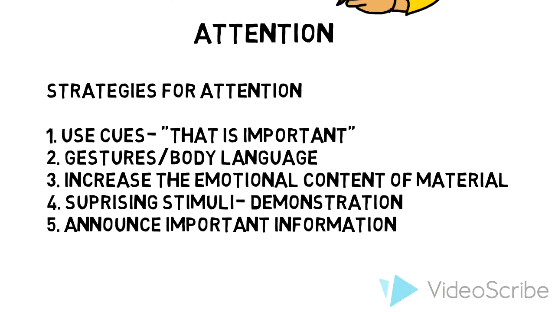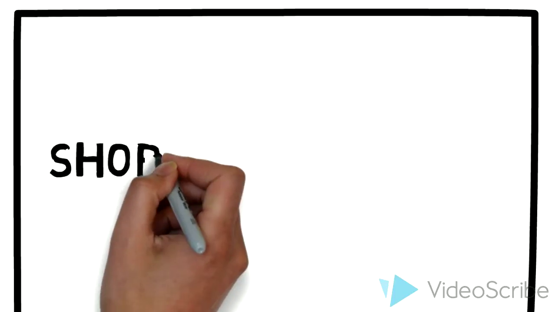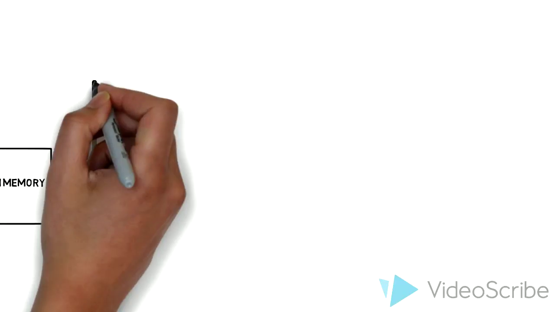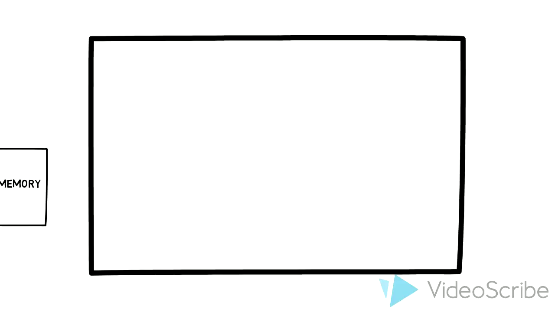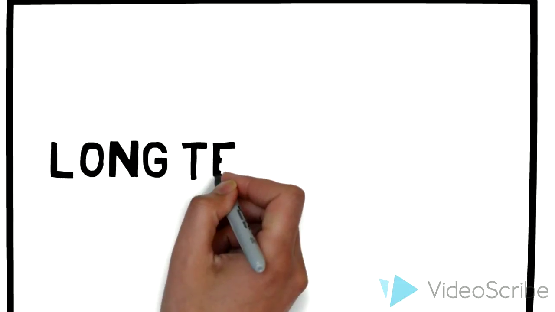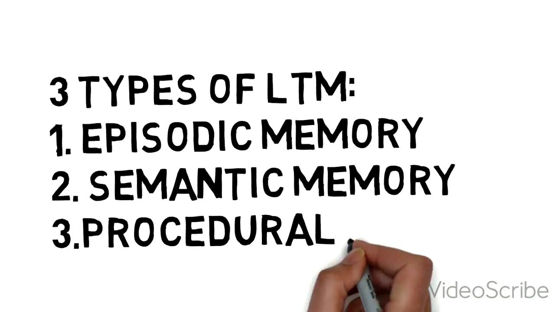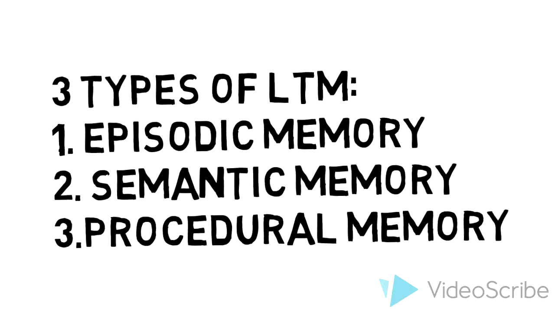Next, let's move to the other component of information processing theory, which is short-term or working memory. Short-term or working memory is the component of memory in which limited amounts of information can be stored for a few seconds, while long-term memory is the component of memory in which large amounts of information can be stored for long periods of time. There are three types of long-term memory, which are episodic memory, semantic memory, and procedural memory.